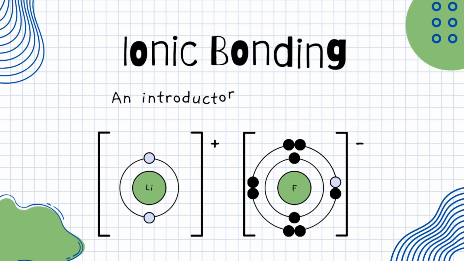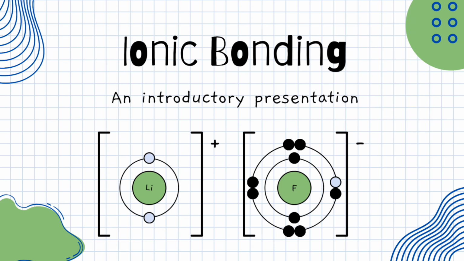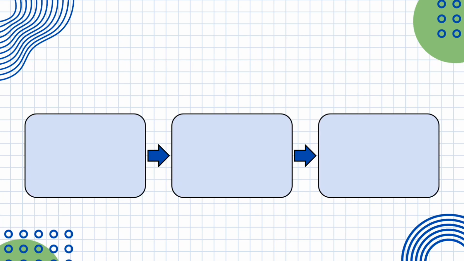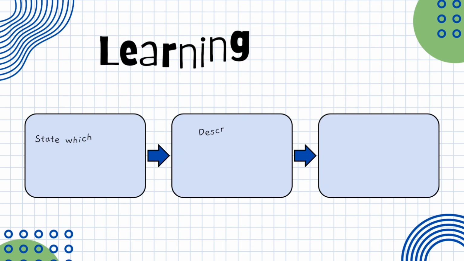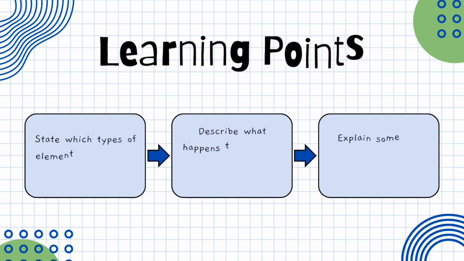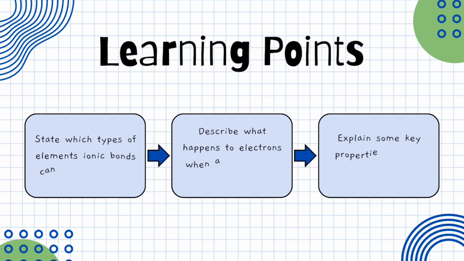In this video we will be talking about ionic bonding. So let's begin. Before learning the chapter, we should learn about the prefaces regarding it. First, we have to state which types of elements ionic bond can exist between. Second, describe what happens to electrons when an ionic bond is formed. And third, explain some key properties of ionic compounds.